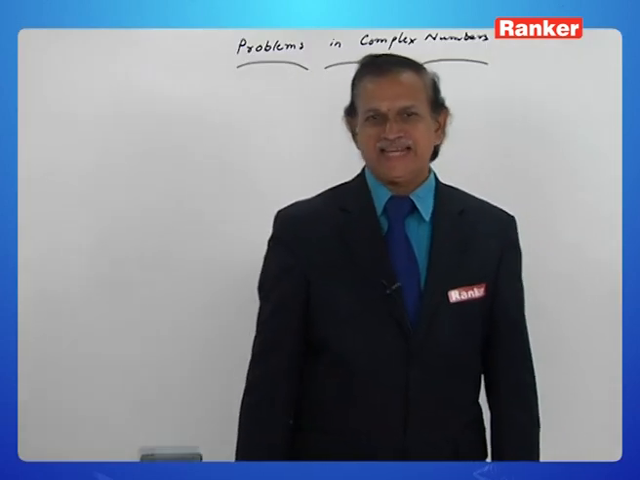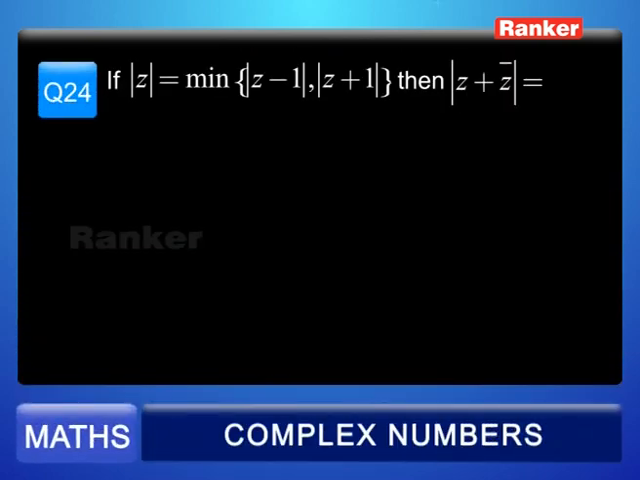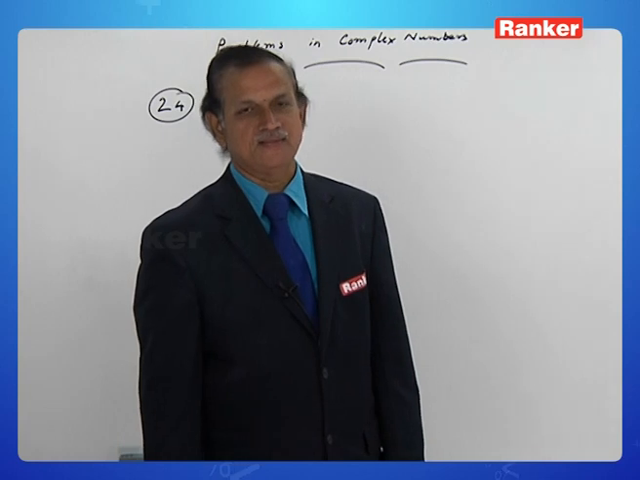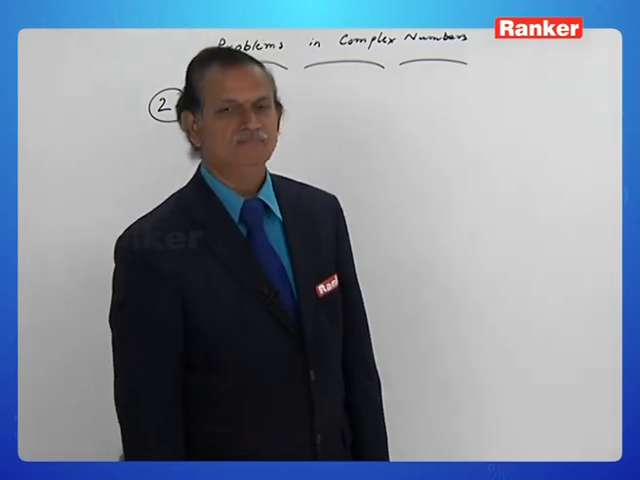We shall now see the next question before us, that is 24. Question number 24. He is giving us mod z is equal to the minimum of mod z minus 1 and mod z plus 1. The minimum of those two is mod z. Then what is mod z plus z bar? He is asking us z plus z bar. Let us see.